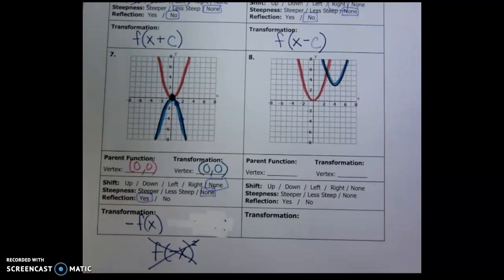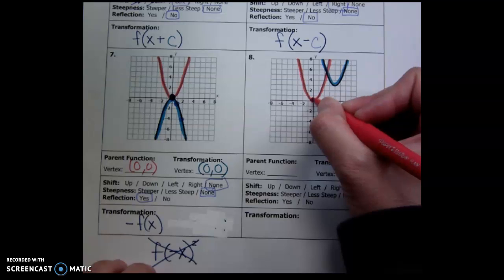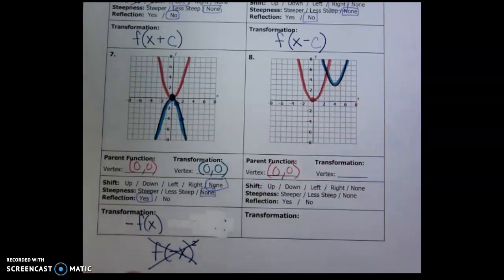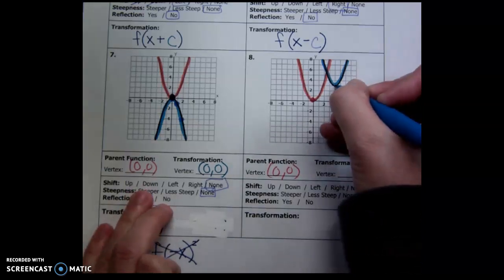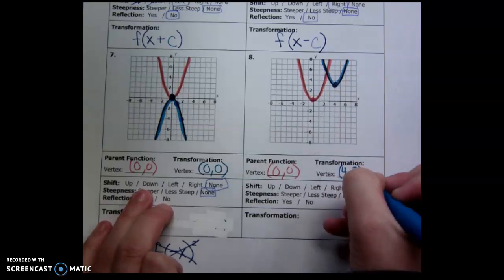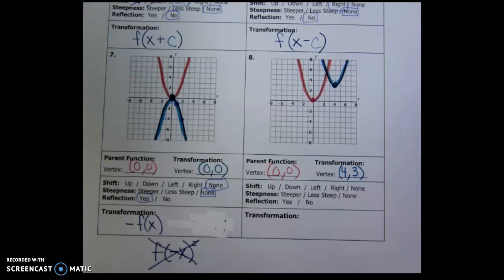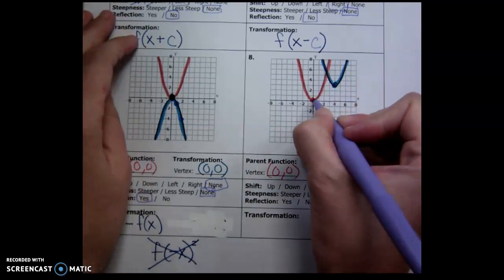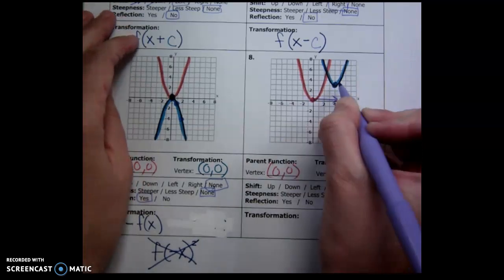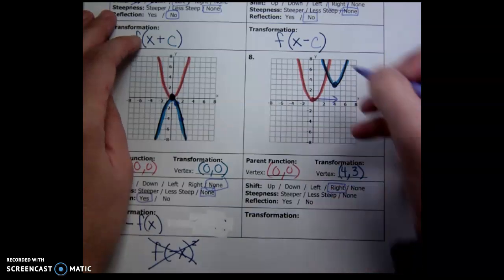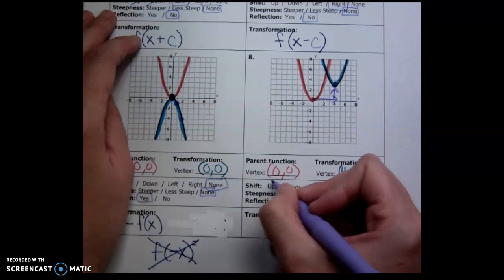Alright, number 8. This one's kind of tricky, because it does 2. Here we go. So, 0, 0. That's our parent function vertex. Did it shift up, down, left, right, or none? Well, I know it shifted right, because that's where my vertex goes. And then it shifted up. So it does two things.